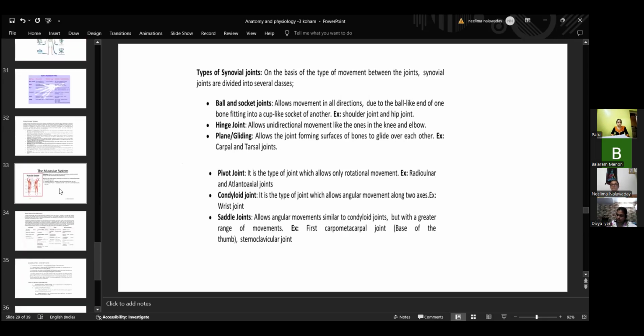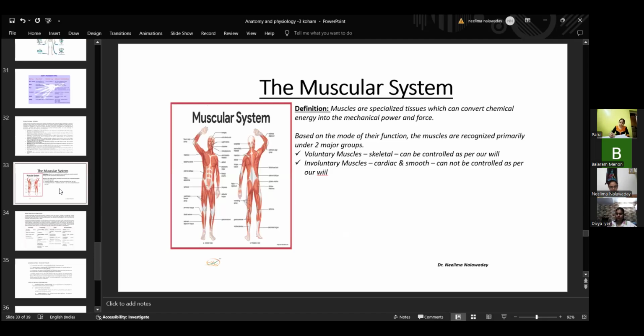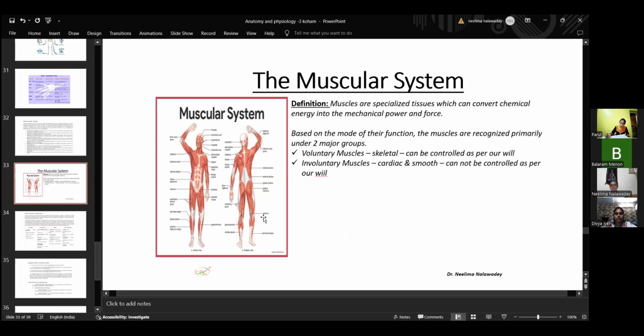Now, next is muscular system. What is muscle? Muscles are specialized tissues which can convert chemical energy into mechanical power and force. Like yesterday we saw movement and locomotion. Movement and locomotion is the major function. And how does this movement and locomotion happen? Because of muscle contraction. So what are muscles doing? They are converting chemical energy into mechanical power and force.